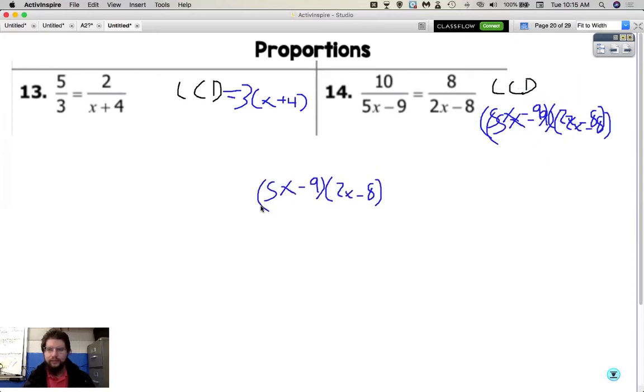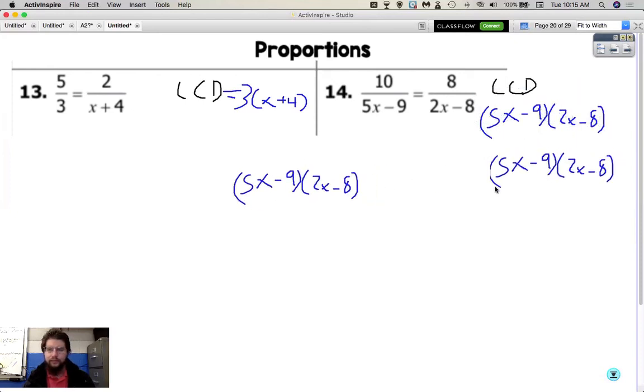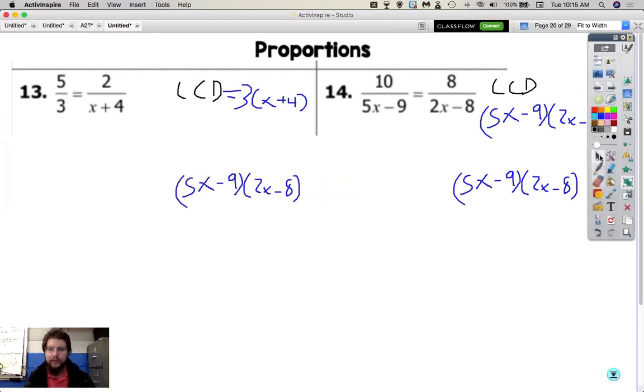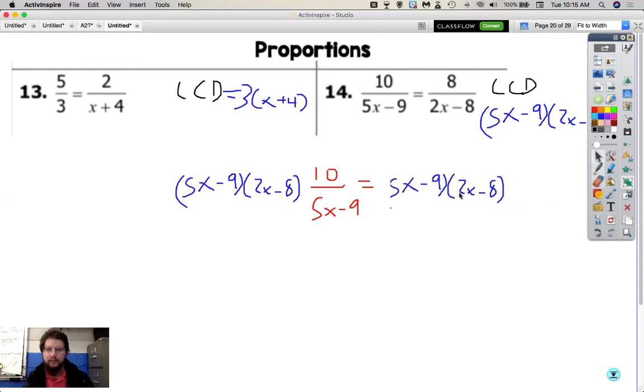Cheat a little bit. So I've got my LCD times 10, let me change the color. 10 over 5x minus 9 equals my LCD. And I just like writing it on the left. You could write it on the right as well. 8 over 2x minus 8.